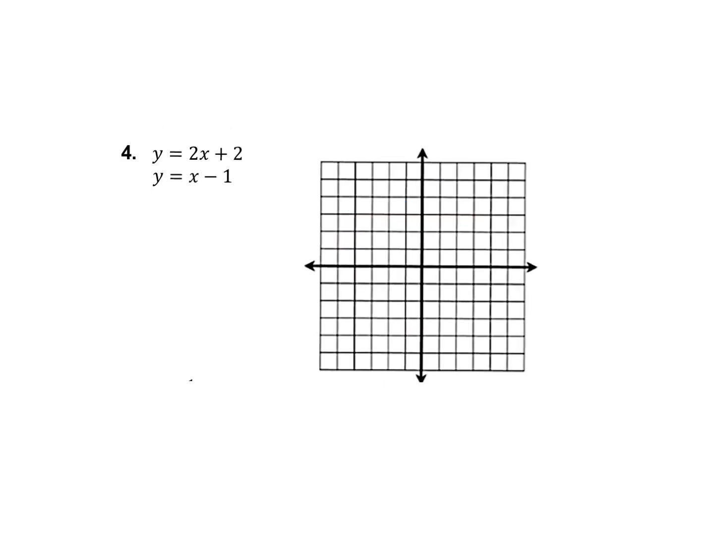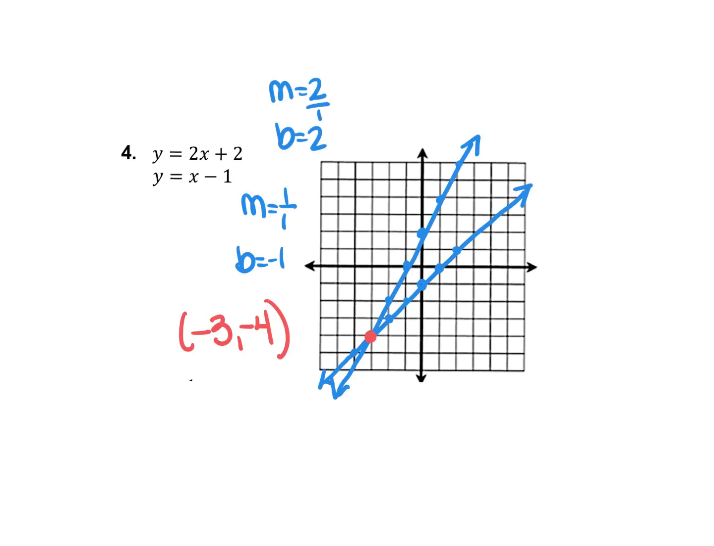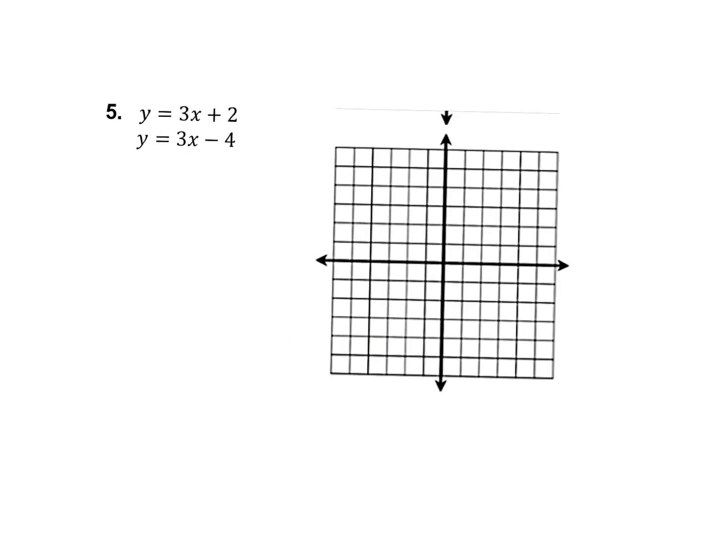All right, so for question number 4, I would like for you to pause the video. I would like for you to graph both of these lines and then identify the point at which they intersect, which is the solution. And then when you're done, resume the video and we can check your answer. All right, so after graphing, now you did have to extend that second line down quite a bit, going backwards to find that point of intersection. But the point of intersection there is at -3, -4, so that is the solution to this system.